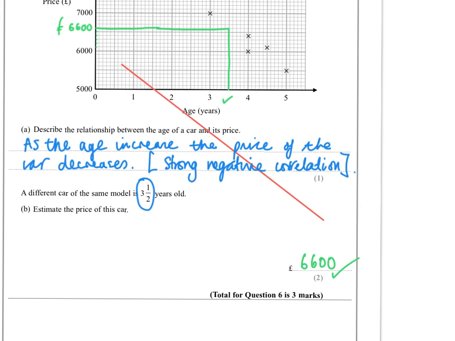I think the tolerance would probably be on the mark scheme somewhere between 6,500 to, I don't know, 6,900. It could be wider, but 6,600 definitely gets you the mark.